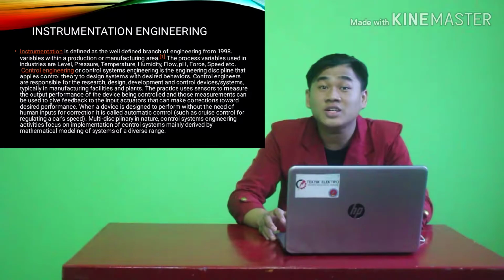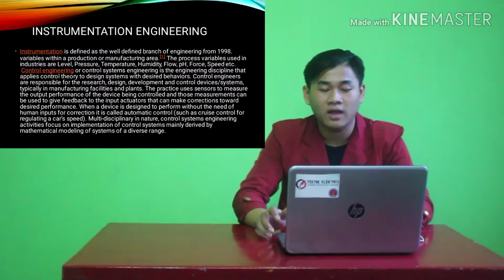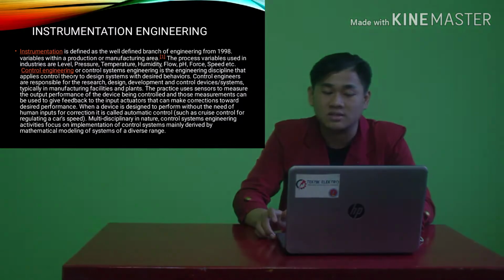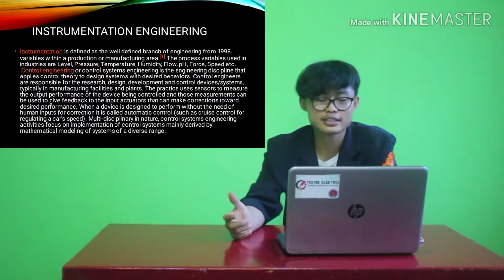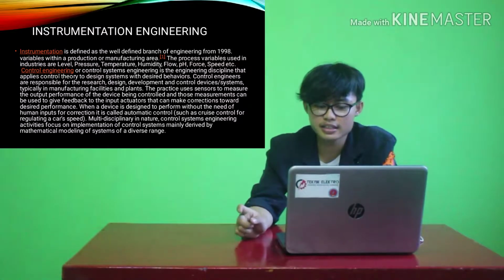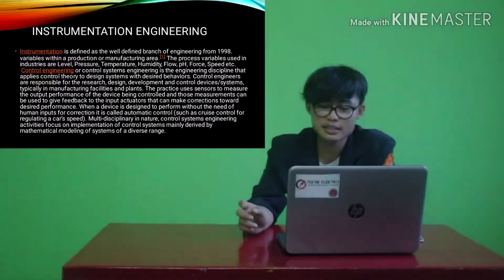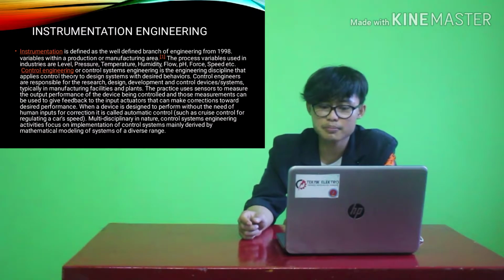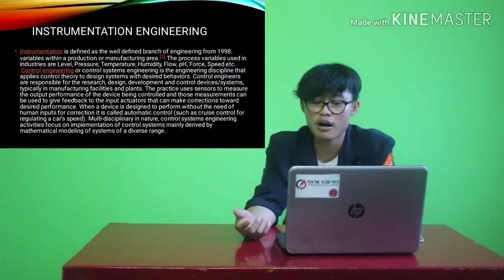Operators use sensors to measure the output performance of the device being controlled, and this measurement can be used to give feedback to the input actuator that can make correction toward the desired performance. When a device is designed to perform without the need of human input for correction, it is called automatic control, such as cruise control for regulation of car speed. The discipline of control system engineering focuses on the implementation of control systems mainly derived by mathematical modeling of systems of a diverse range.